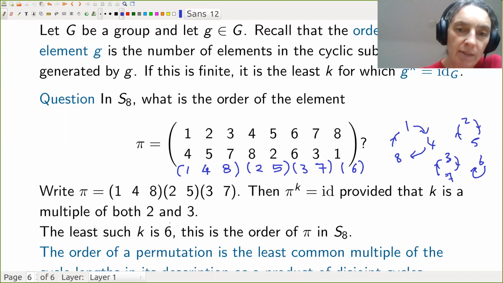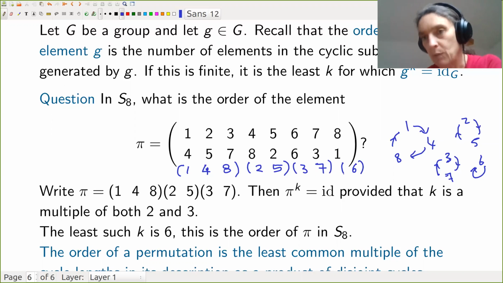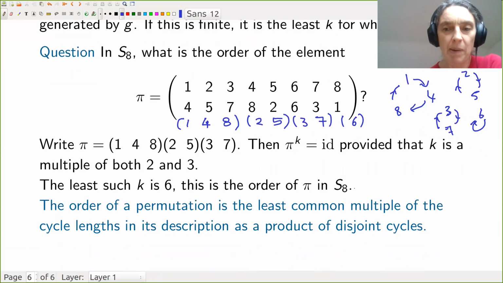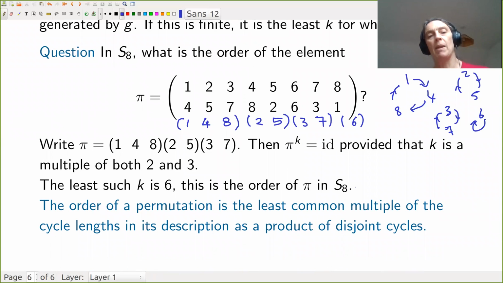So what you want is the least common multiple of the cycle lengths here, which are 3, 2, 2, and 1 for the fixed point. Again, the least common multiple of 3, 2, and 2 is 6. If it was 3, 2, and 5, it would be 30. Okay, so the order of a permutation is the least common multiple of the cycle lengths in its description as a product of disjoint cycles.